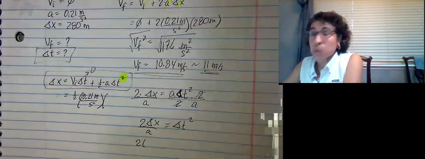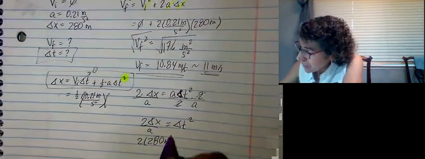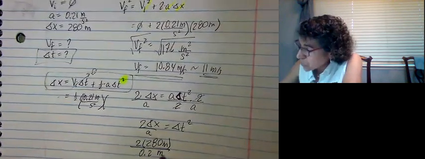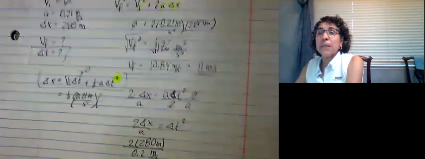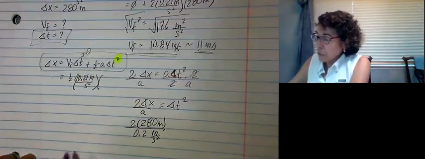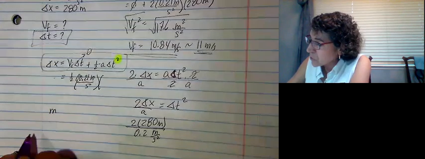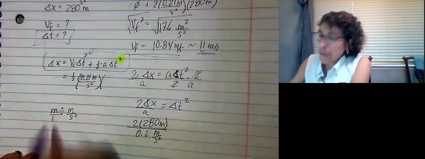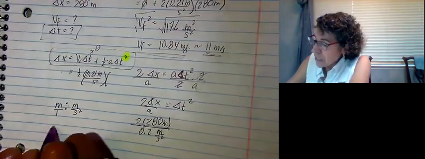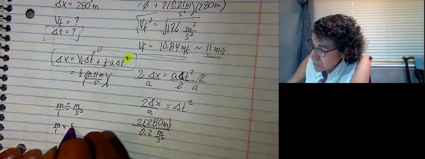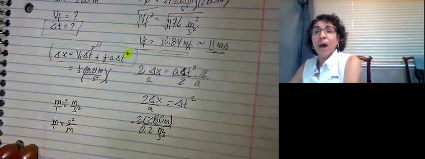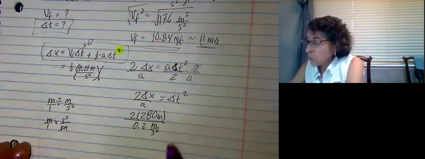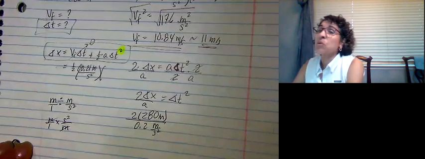2 times delta x, which is 280 meters, and the acceleration, which was 0.21 meters per second squared. Now, what does that mean, meters per second squared in the denominator? Well, let's make sure. I got meters divided by meters per second squared. I like a complete fraction. Now I multiply by the inverse. So m over 1 times second squared over m. My meters cancel out and I end up with seconds squared. Eventually you'll notice when you have a downstairs in the downstairs, that goes upstairs.